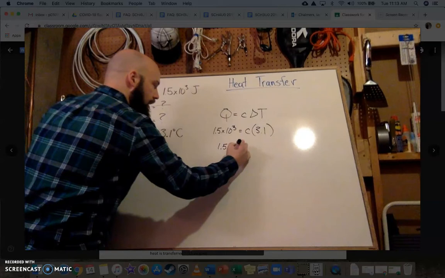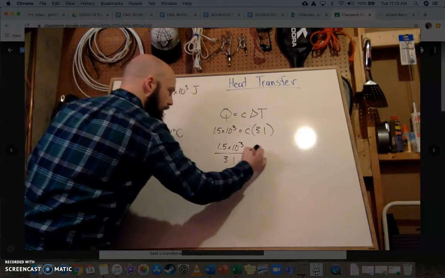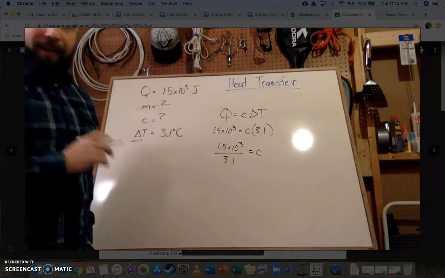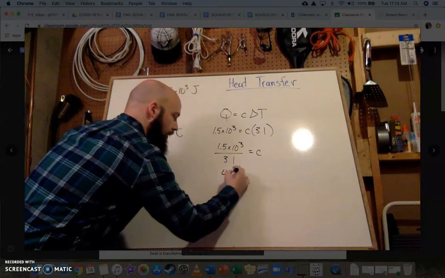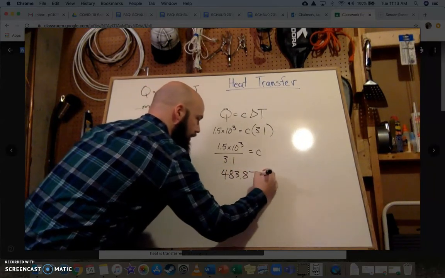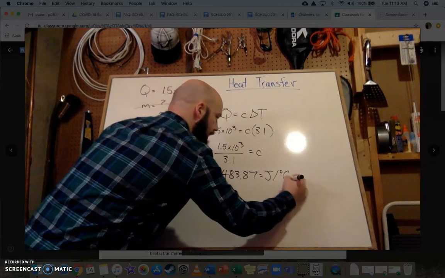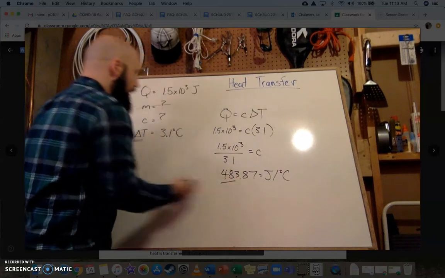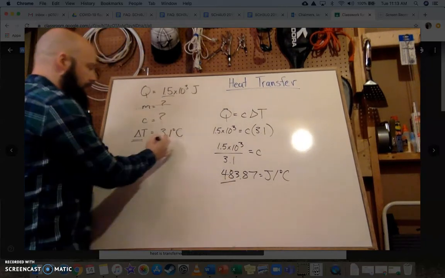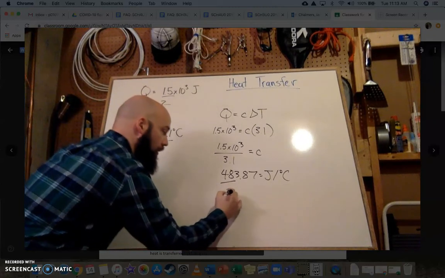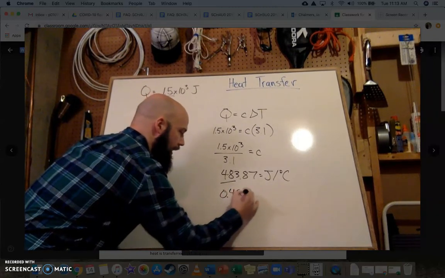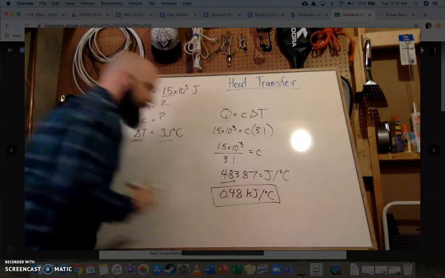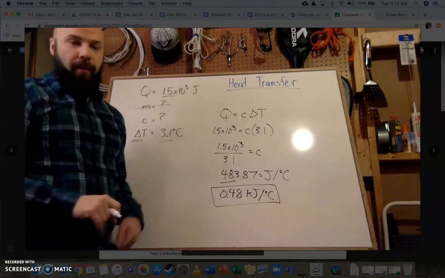Rearrange for C. And when you do that calculation, you get 483.87 joules per degree Celsius. We can convert that into kilojoules and the proper significant figures, two, because both our values are given to two significant figures. So 0.48 kilojoules per degree Celsius is the answer to our first question from that worksheet.